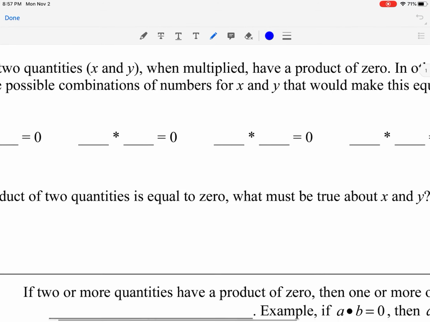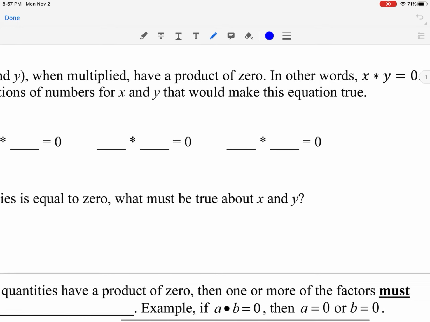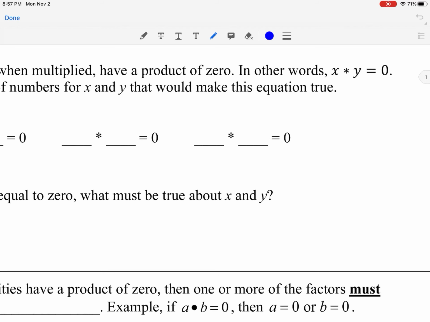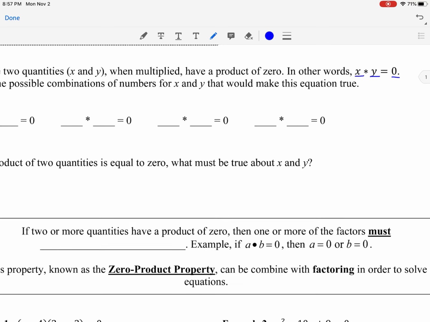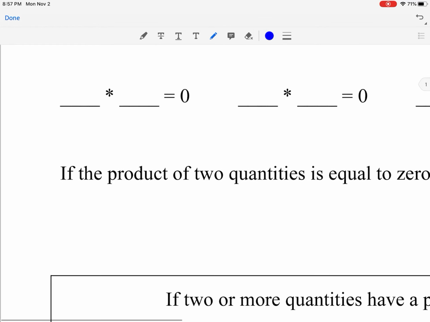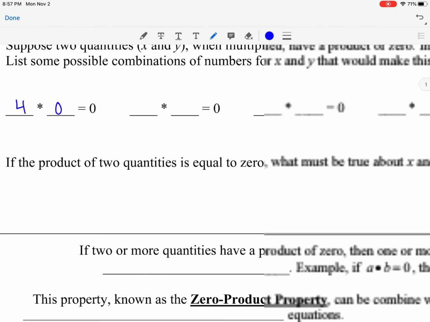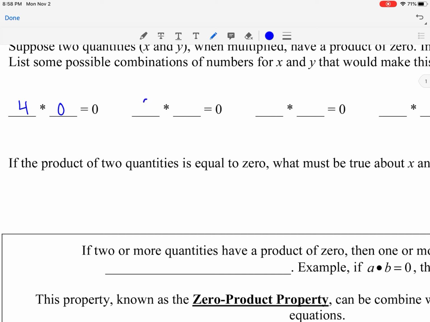So suppose we have two quantities, x and y, just random quantities, and then we multiply them, they have a product of 0, or in other words, x times y equals 0. So write down a list of possible combinations of numbers for x and y that would make that true. For example, I could say 4 times 0 would work because 4 times 0 equals 0. And maybe you can think of some more examples.